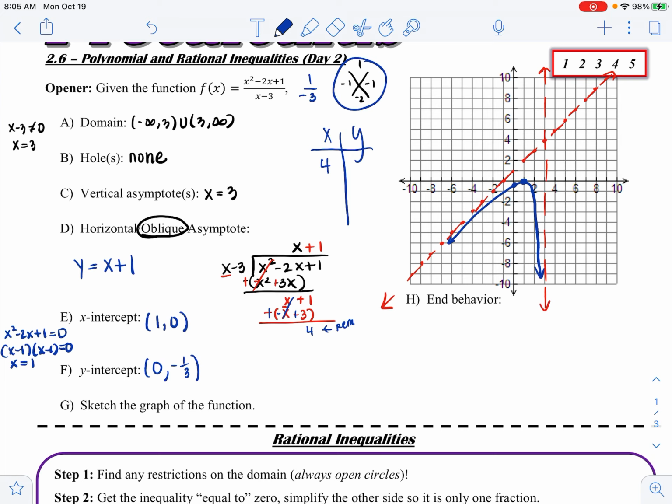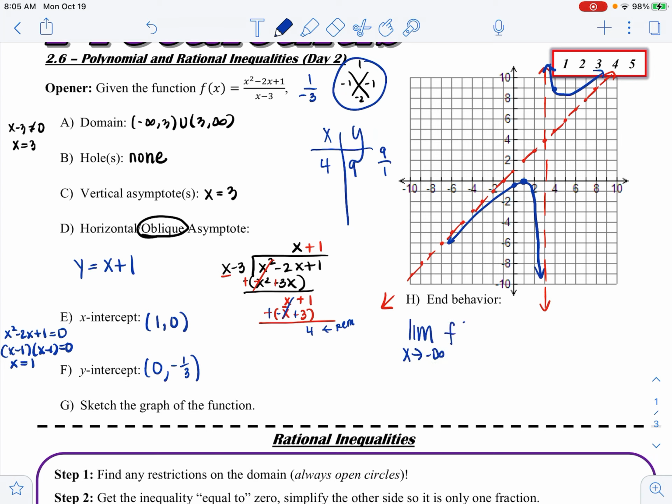And I'm going to plug in 4, which is directly to the right, and see what I get. So when I plug in 4 in my numerator, I get 16 minus 8, which is 8, plus 1, which is 9. In my denominator, I get 4 minus 3, which is 1, so I get the point (4, 9). All right, so I know that that piece looks like that. All right, so now I can write my end behavior.